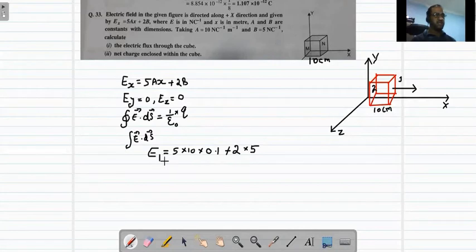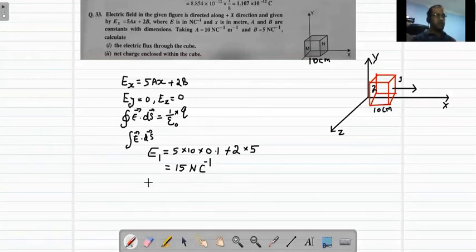This is the electric field at surface 1, so I am giving the subscript E1. What is the magnitude? 10 into 0.1 will be 1, 1 into 5 is 5, and plus 5, so E1 is 10. Sorry, 15. Very good, 15 Newton per coulomb. So the electric field at surface 1 is 15 Newton per coulomb. Got it?